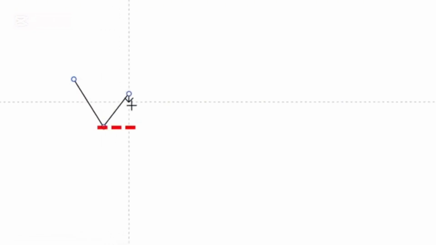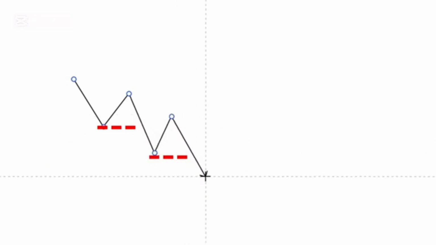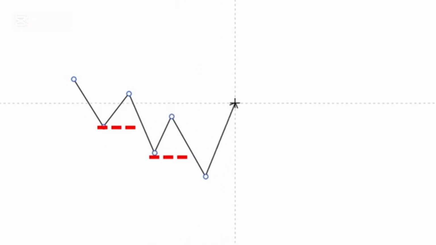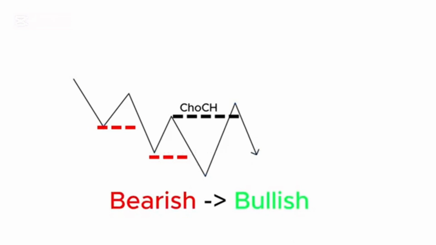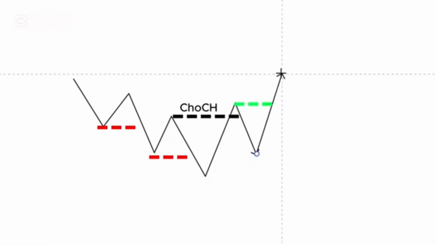On the bearish market, price keeps breaking structure as we already know, until it fails to break the last low, and instead it breaks the last high. This is the change of character, and this market has flipped from bearish to bullish, and from now on the market should break structure to the upside.